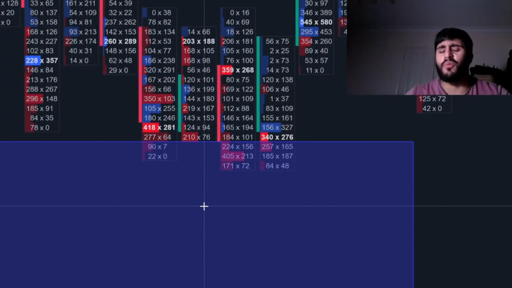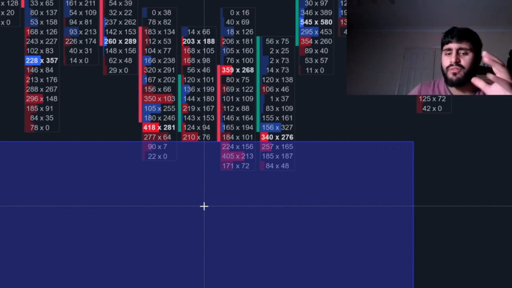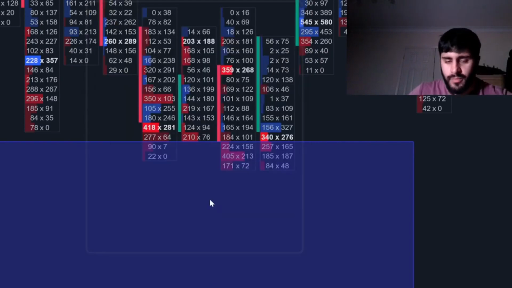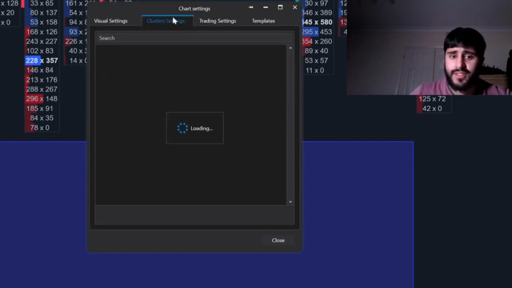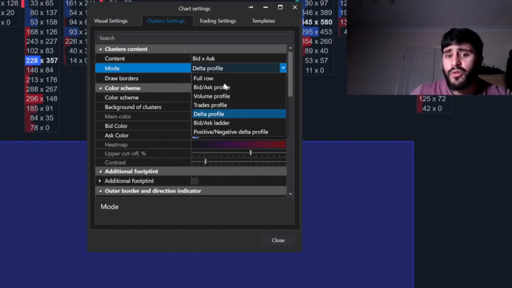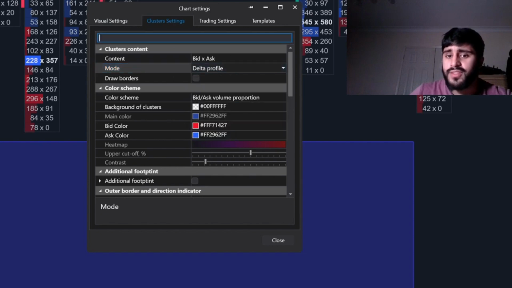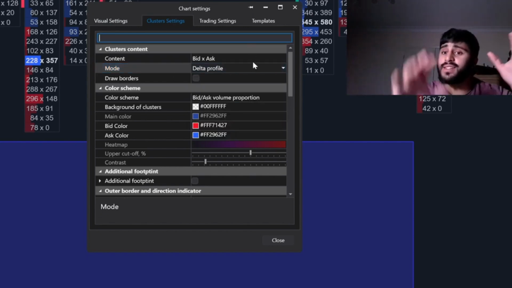From the last session, I broke down exactly how I've determined my settings on the ATAS platform. I'm quickly going to go over my settings now. Clusters, and we want to go to delta profile. This gives us the delta, which gives us the indication of aggressive buyers and aggressive sellers.